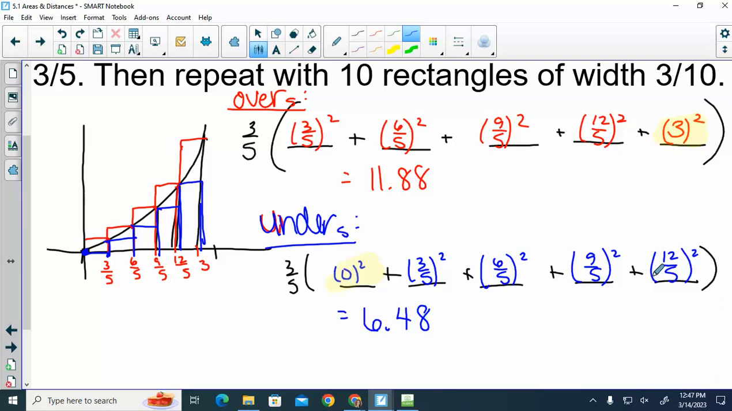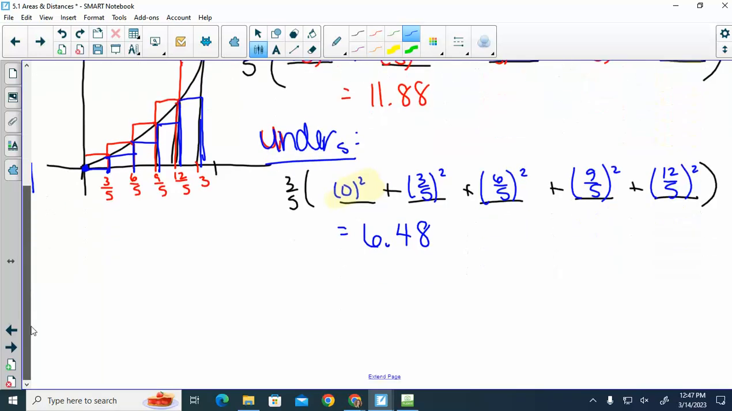I got 6.48. So, where's the true answer? Somewhere between these two. One we know is higher than the actual, one we know is lower than the actual. So what should happen when I do 10 rectangles? Is it going to be better or worse? Better. Okay.